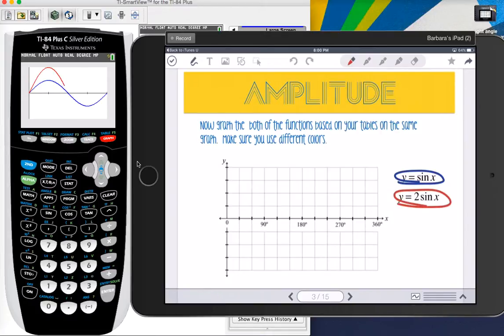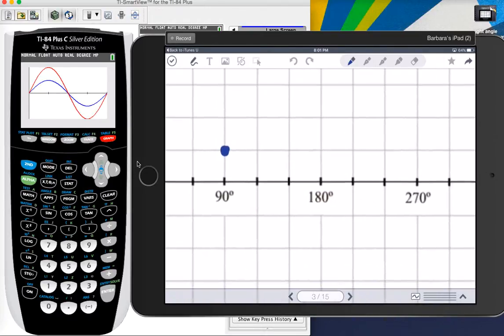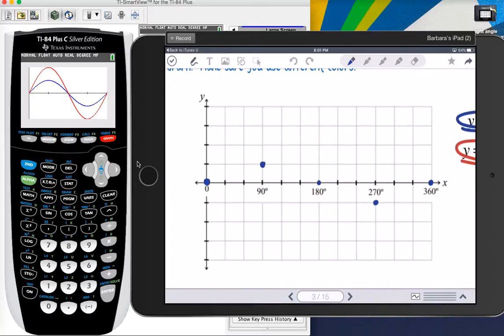If you're looking at these, you'll notice that they follow the same trajectory, except there's a slight difference. So I'm going to go ahead and plot those points. It goes from 0 to 1 to 0 to -1 to 0 for just sine of x. But for 2 sine of x, it's going to go 0, 2, 0, -2, 0.